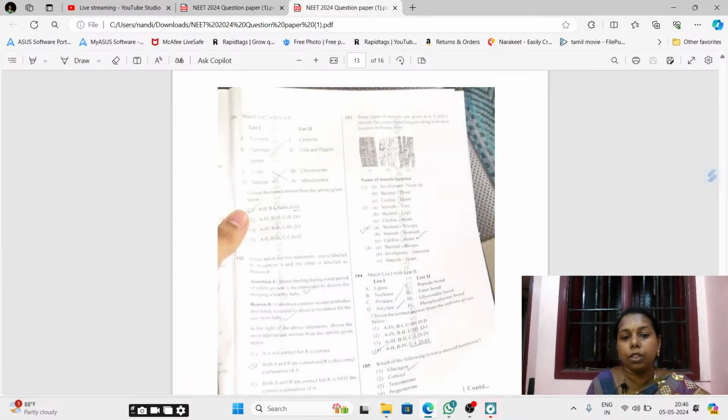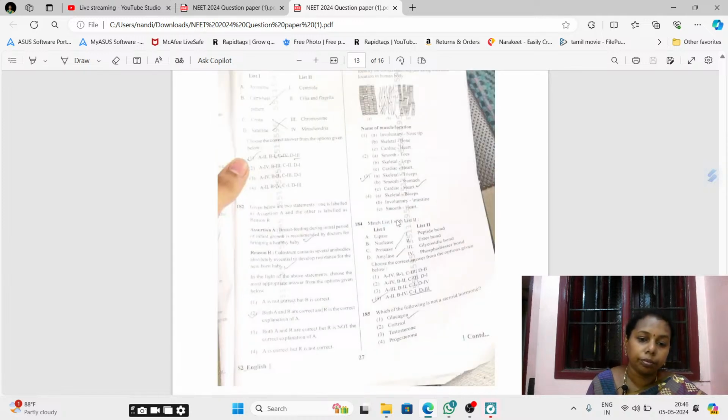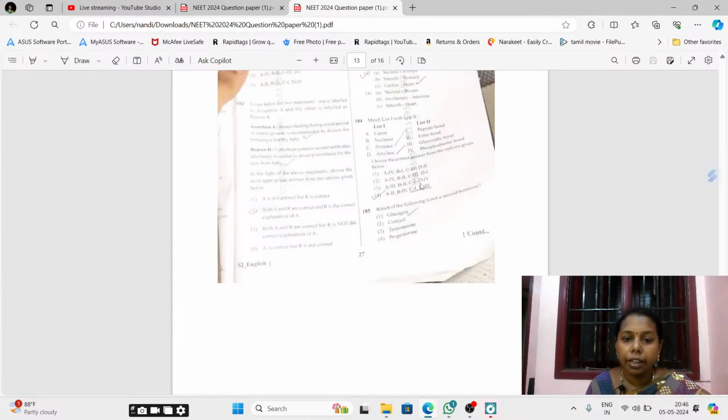183, they have given the picture and you have to identify, of course, it is skeletal, smooth and cardiac, which is in option 3. 184 is again enzymes. Lipase, of course, ester bond. Nuclease, phosphodiester bond. Protease, peptide bond. Amylase, glycosidic bond. So 184 comes in option D.